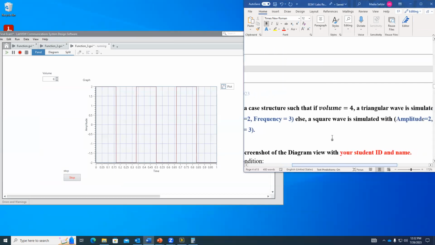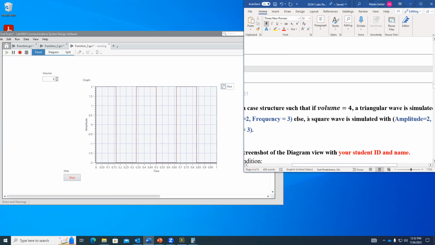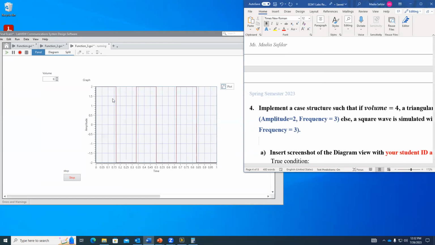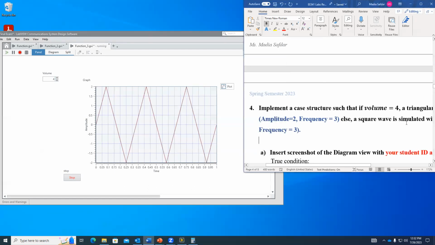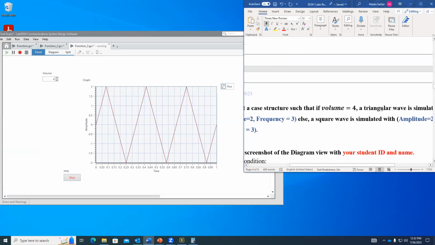So I will see else is always false. So a square wave is simulated with amplitude 2 and frequency 3. So this is false. I put here 6. 6 is not equal to 4. This is a false condition. It plotted a square wave. Now I put 4. This is a true condition. For the true condition, it should plot a triangular wave with frequency 3 and amplitude 2.